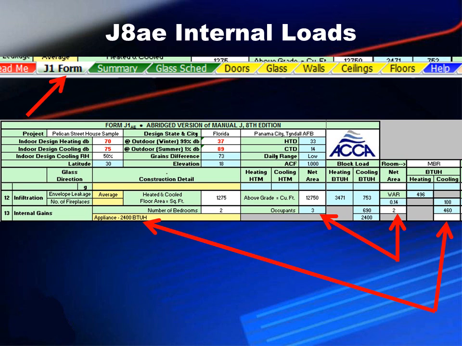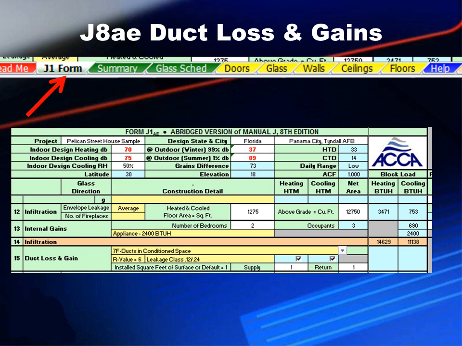However you want to do it, it's got to add up to the 2400 if you select the 2400, or it's not going to give you a final answer. Next, we slide on down to duct losses and gains. Infiltration automatically fills in. It's an orange bar, so we don't do anything there.